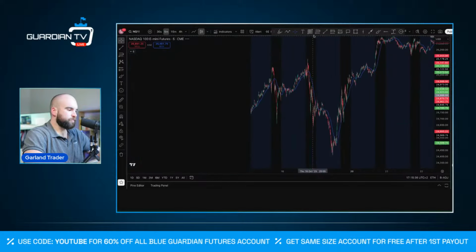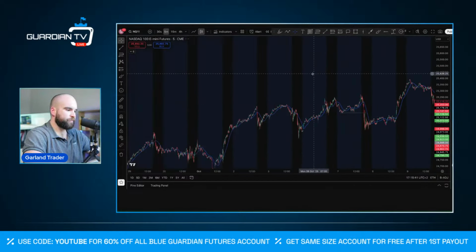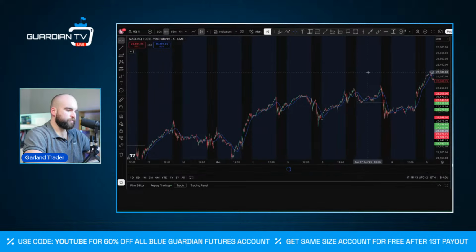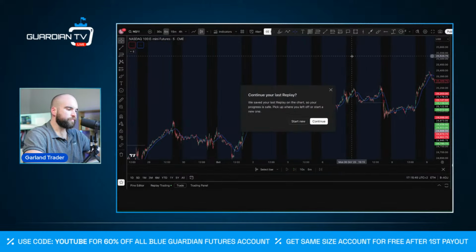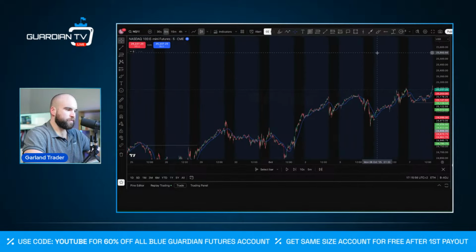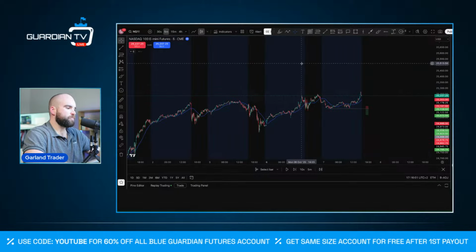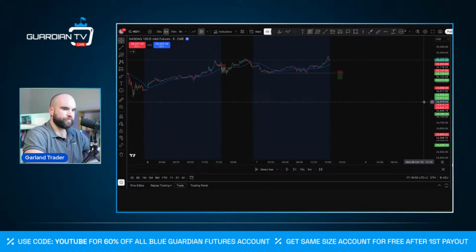Okay, so let's go back to, let's say, the beginning of October. Let's go to the New York session, the 7th of October. That'll be around here. You can see these blue lines indicate to me that the market was closed, and the market opens in this black opening here, right?